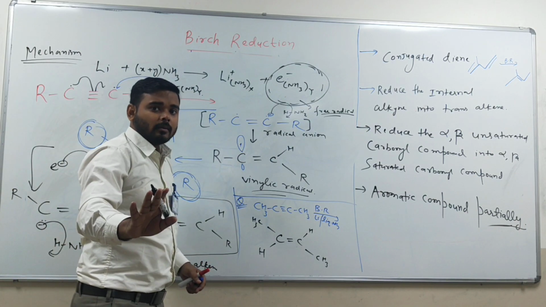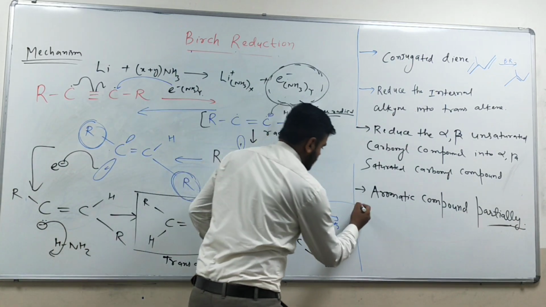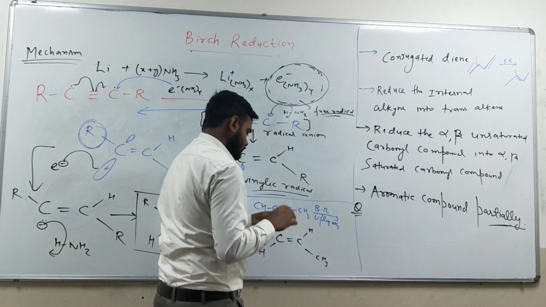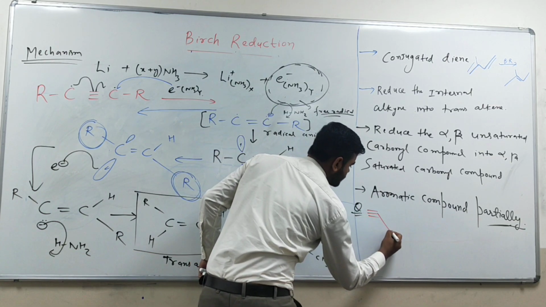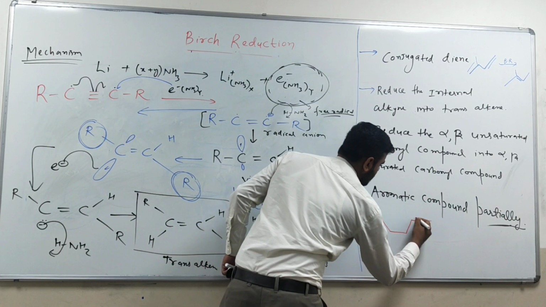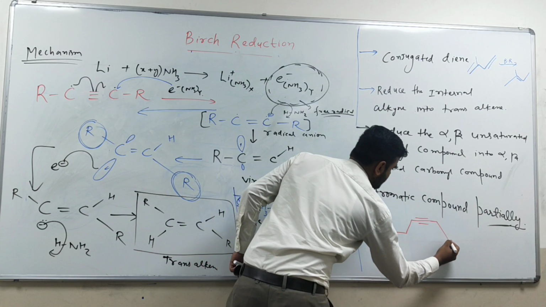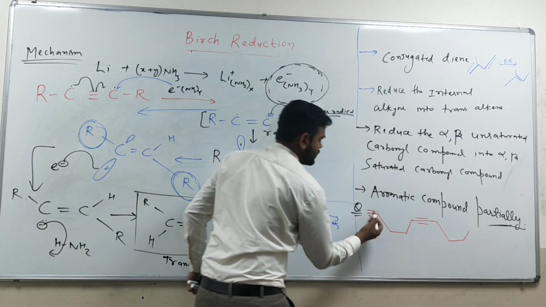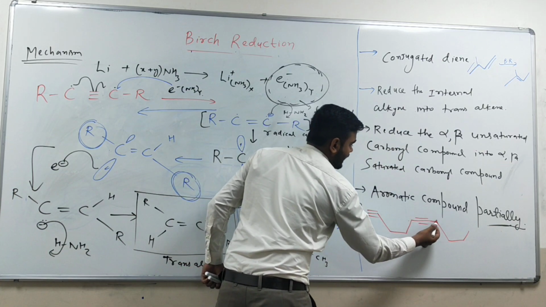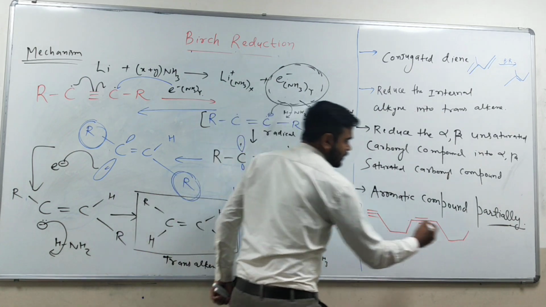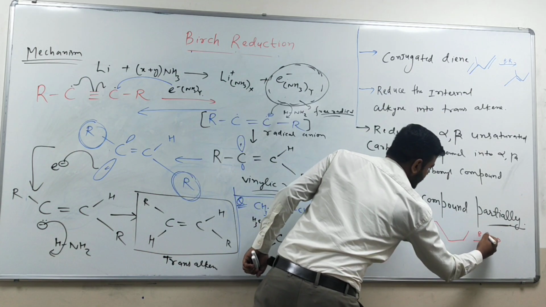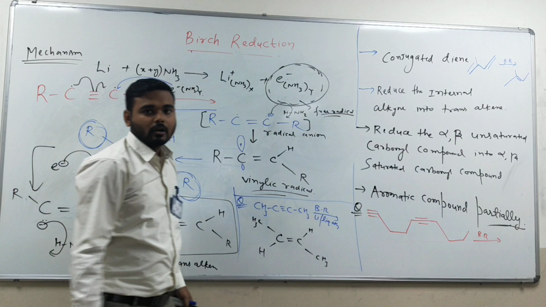In JEE Advanced 2021, there was a problem where they gave you this type of structure with a triple bond. 1, 2, 3, 4, 5, 6, 7, 8, 9, 10, 11. So this was the substrate, and they gave you the Birch reduction. After Birch reduction, what will be the product?